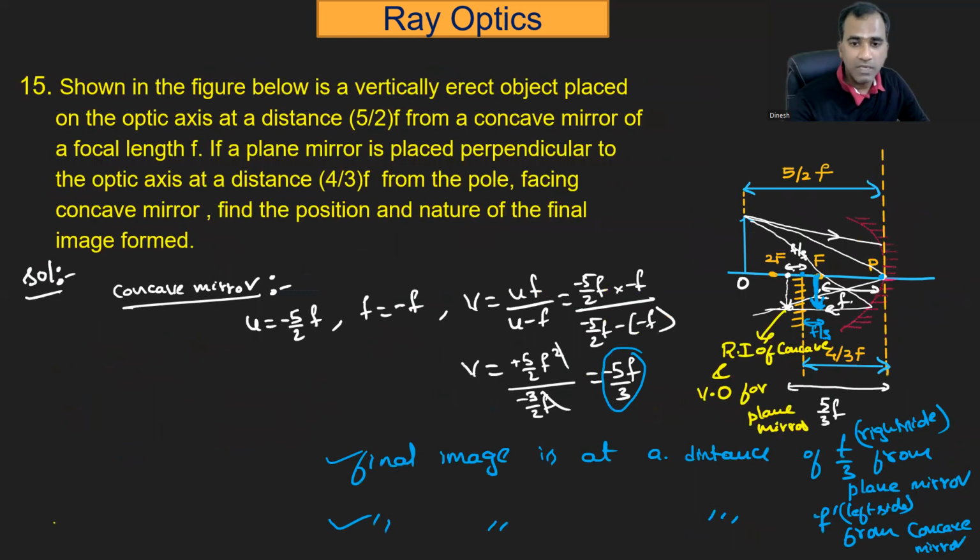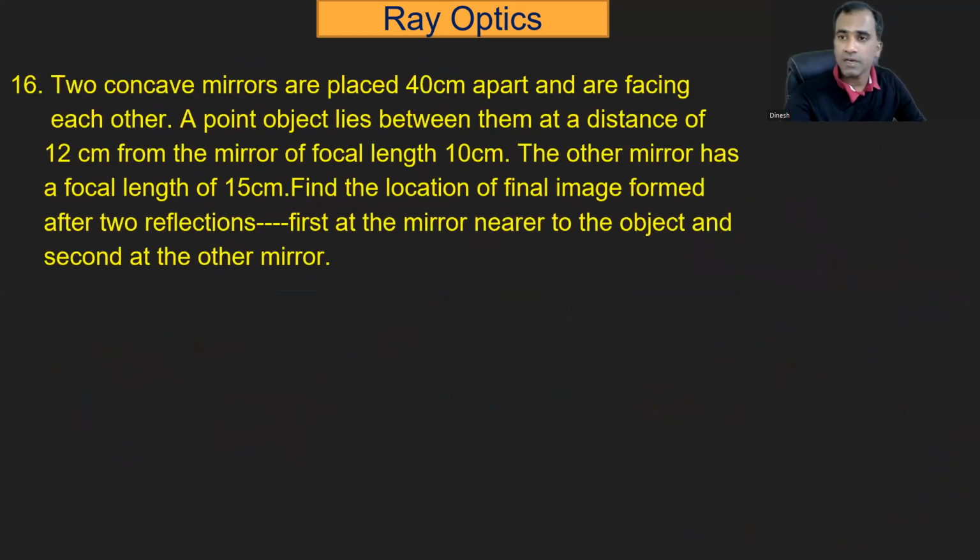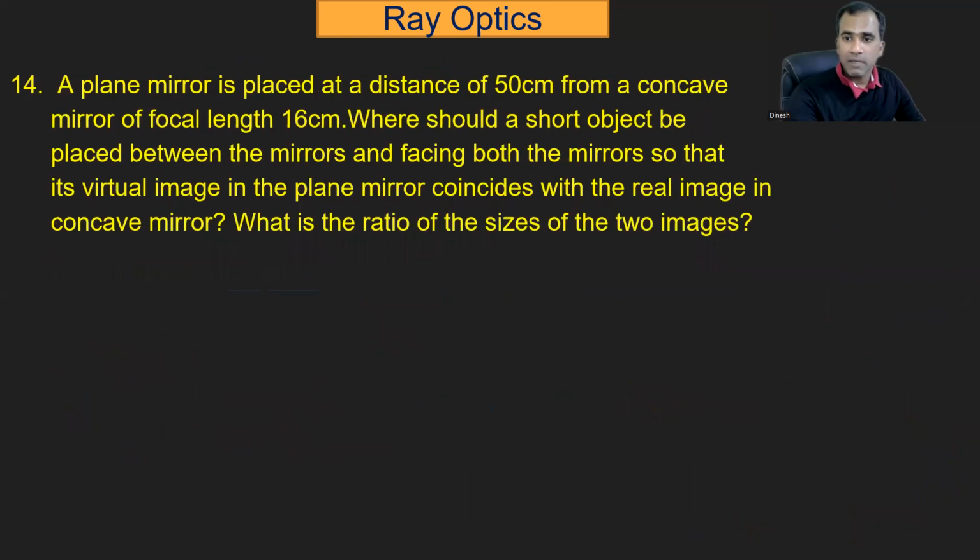So yeah, one question I've left. 14 also I've left. 14 and 16, you can try it on your own. You should be able to do it. Multiple mirrors are not difficult. The only tricky part there is you have to measure distances properly. Whatever mirror you are dealing with, you have to measure distances from that mirror. Okay, fine then. These two questions, whatever I've left, you can try them on your own. If you're able to solve, that's fine. Otherwise, I'll give you the idea when we meet in the next class.